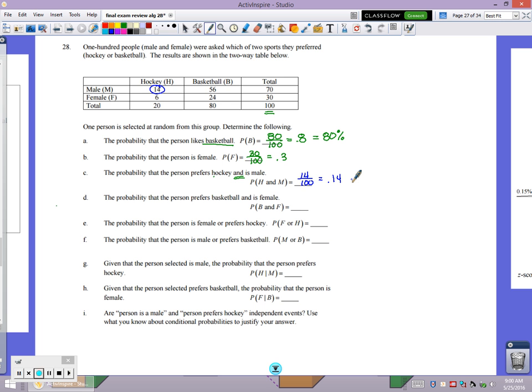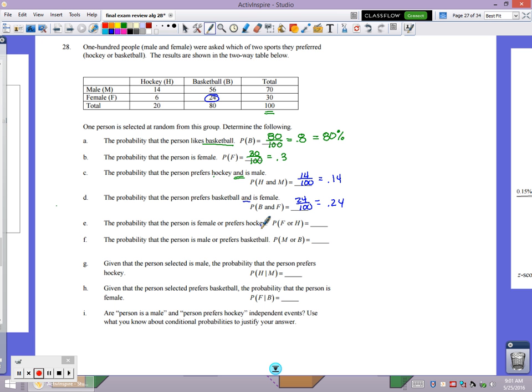All right. What is the probability that a person prefers basketball and is female? So again, we have an and. So we need to find basketball and female. Looks like right here. So basketball and female out of total would be 24 out of 100, which is 0.24. Great. What is the probability that a person is female or prefers hockey?